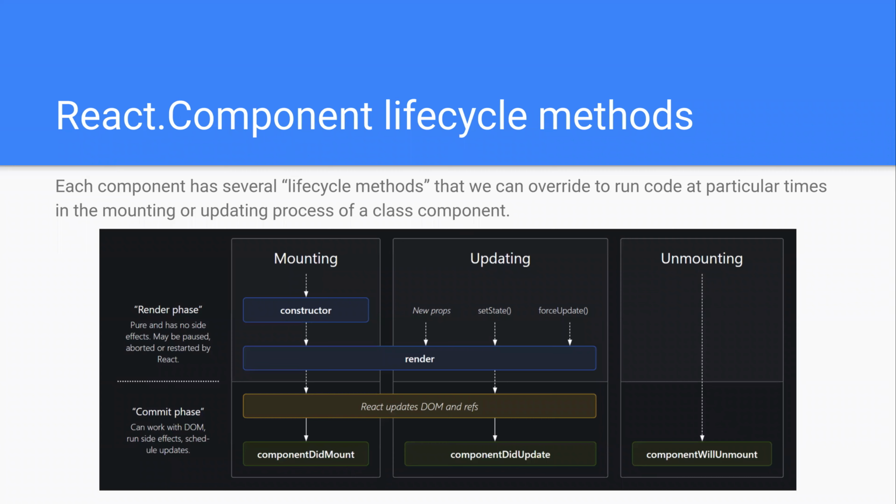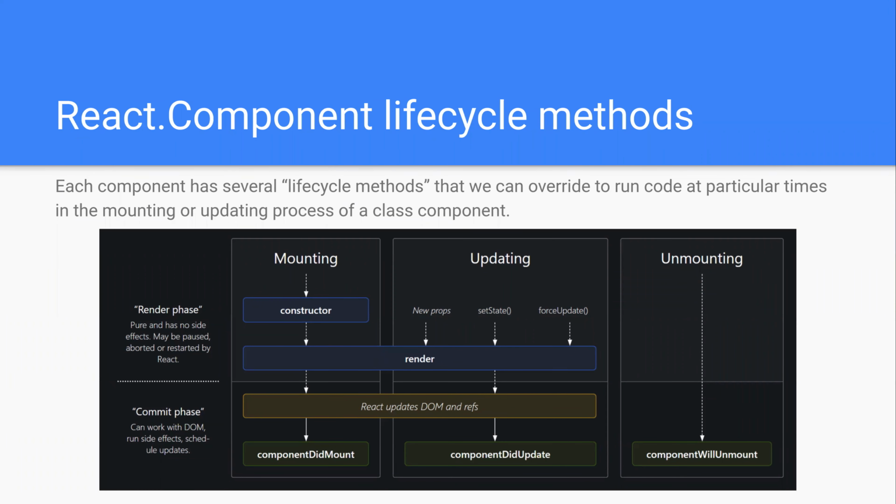Mounting is the process of taking what you made and putting it in the DOM, so we can see it on the web page. The render phase goes through the mounting. The first thing is the constructor, then the render, where it renders to the DOM. React updates the DOM and the refs and everything, and when it's done, it calls the function componentDidMount. So basically, every component first mounts, executes the constructor, then calls the render, then calls componentDidMount.